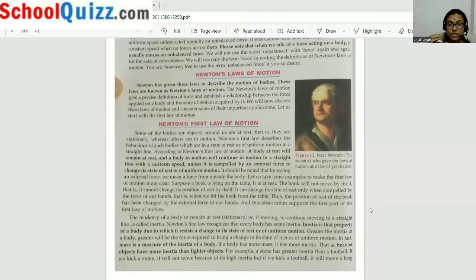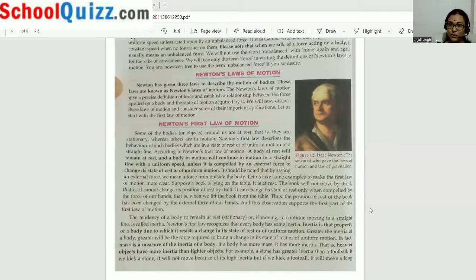So the meaning of inertia, first, is to resist its original position. Second, the measurement of inertia: the more the mass, the more the inertia. The less the mass, the less the inertia. Clear? Here it is written that heavier objects have more inertia than lighter objects.